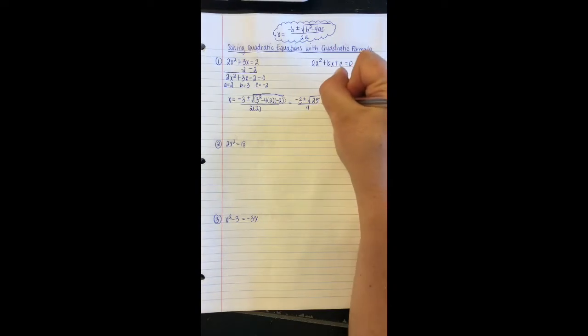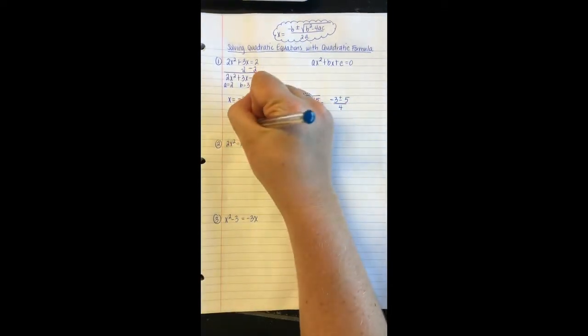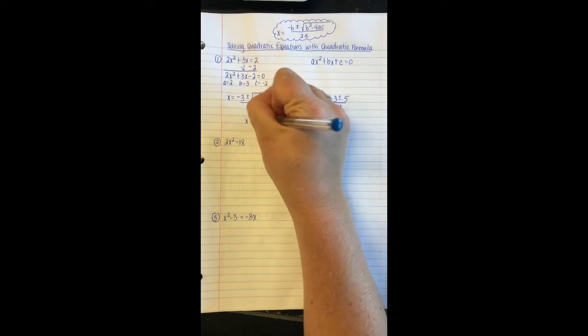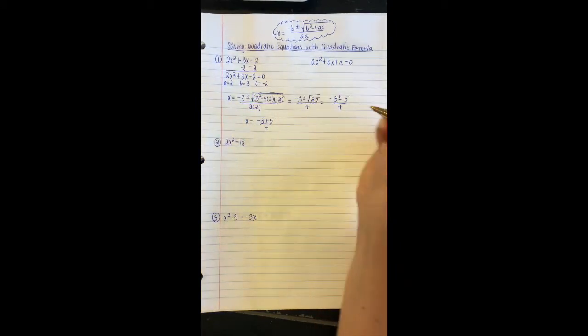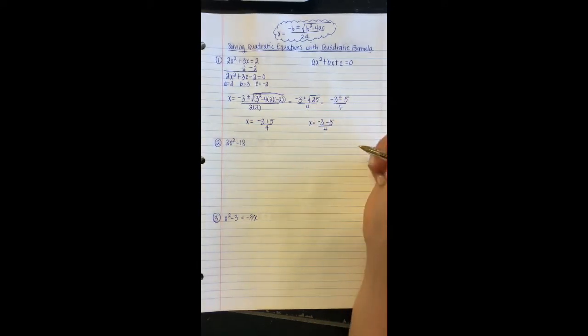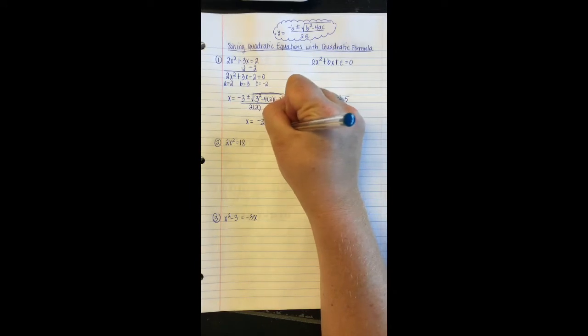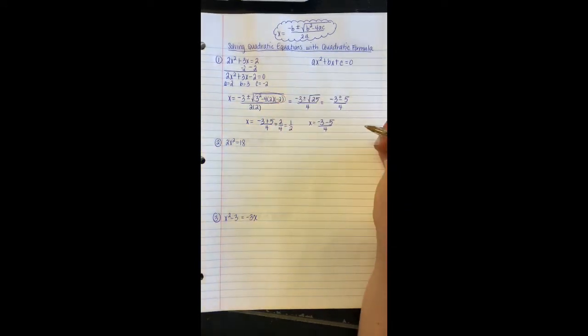So you're lucky in this case because this one actually turns out to be a perfect square, so I can turn that into -3 plus or minus 5 over 4, and that's going to give me two solutions: x equals -3 plus 5 over 4, and x equals -3 minus 5 over 4. As I simplify this, -3 plus 5 would be 2. 2 over 4 reduces to 1/2.